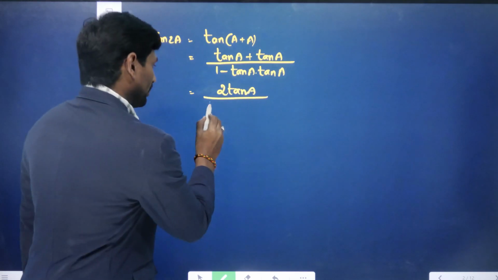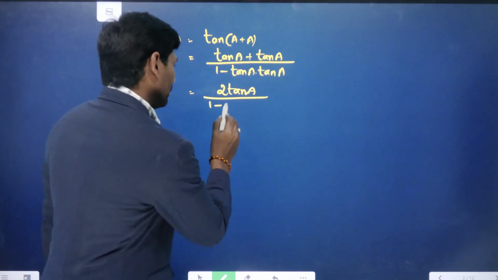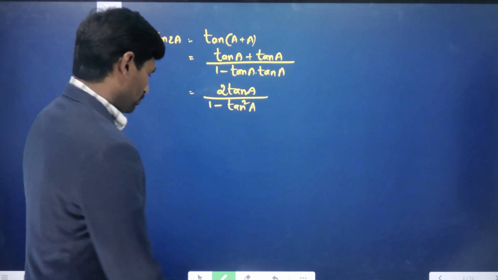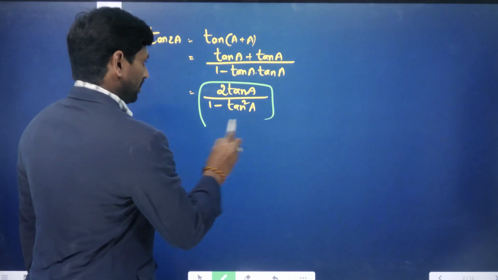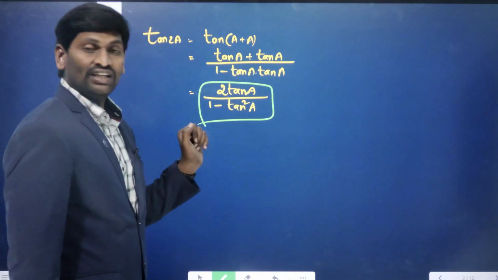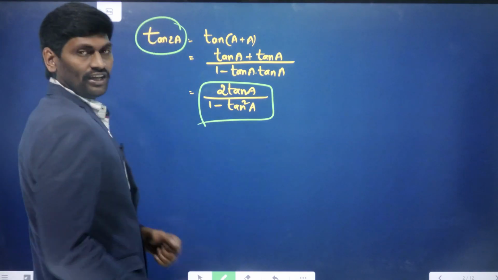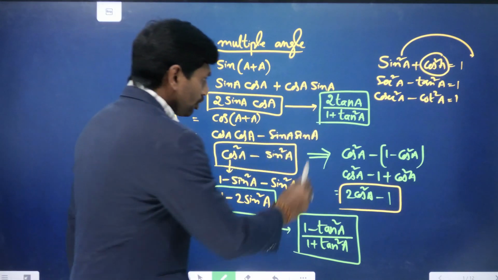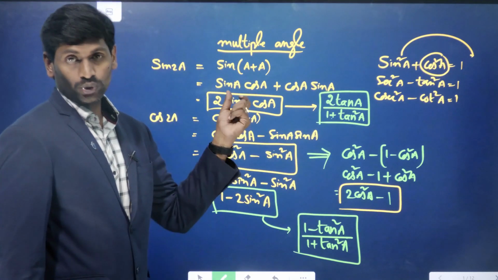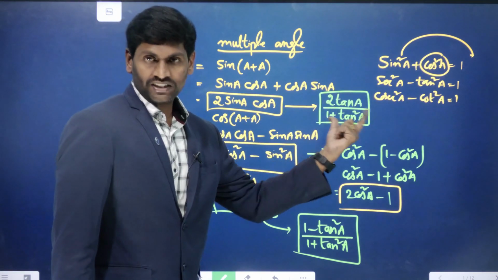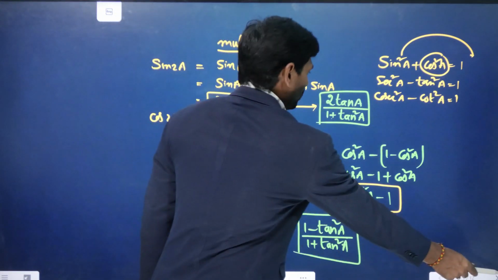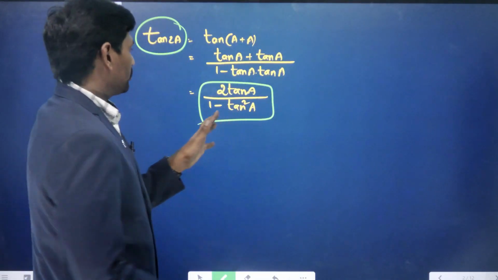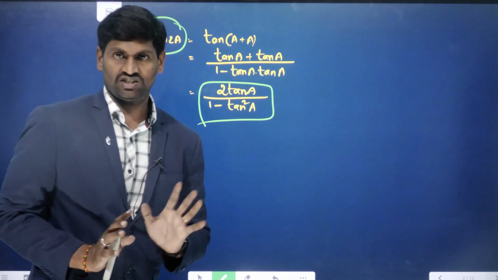by 1 minus tan a into tan b, that is tan square a. Tan a into tan a is tan square a. So just observe this formula. 2 tan a by 1 minus tan square a is the formula for tan 2a. But for sin 2a, it is 2 tan a by 1 plus tan square a, the denominator is plus. So the tan 2a formula is 2 tan a by 1 minus tan square a. Okay? So only the denominator sign has changed.